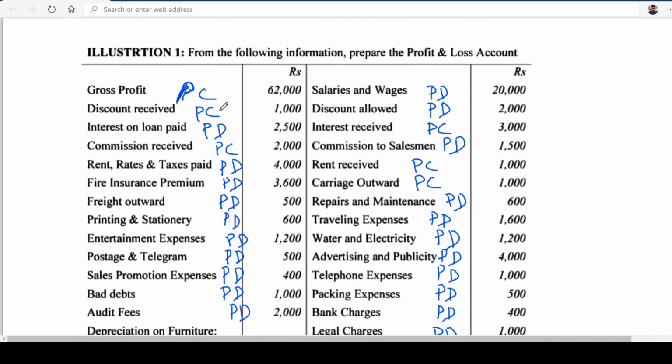Okay, then all these items in the P&L account, this is all discount received. What is the entry? Discount received to P&L account, commission received to P&L account. PD means profit and loss account debit side; this is the abbreviation I am using for you to understand it. Interest on loan paid entry: profit and loss account debit to interest on loan. Rent, rates paid: profit and loss account debit to rent and rates. Fire insurance premium: profit and loss account debit to fire insurance premium. These are all called journal entries, which will be shown in the general proper.